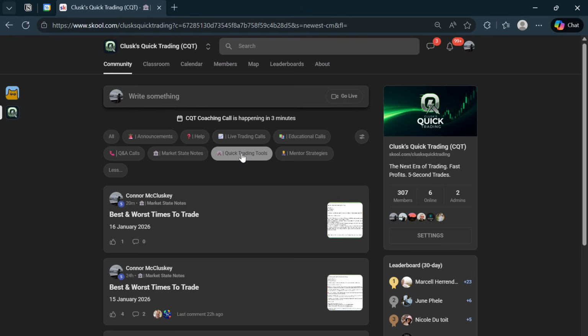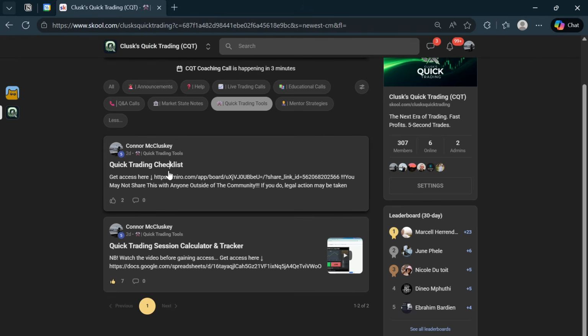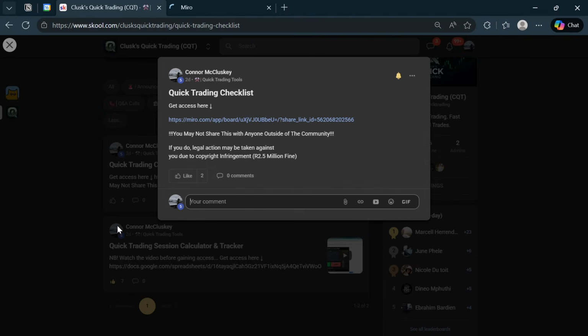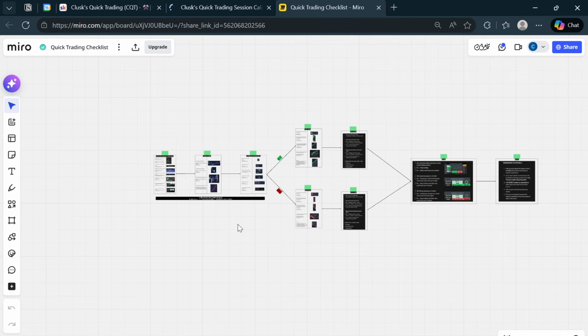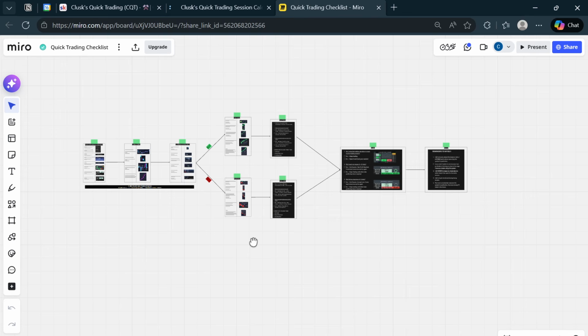Also, on top of that, we have some tools like the quick trading checklist over here, as well as the sessions calculator. So the checklist just breaks down every single thing that you need to follow. I'm not going to go into it because I don't want you to see it unless you join. But this is pretty much the whole strategy that I teach in here and everything you need to follow in order to make money.